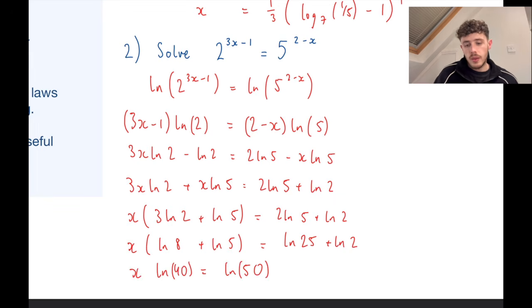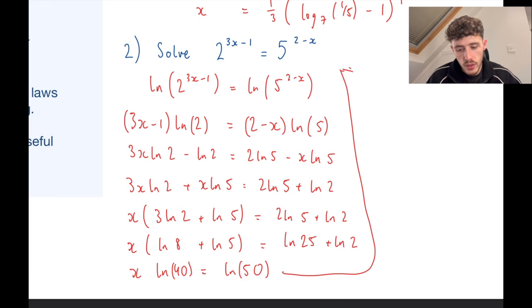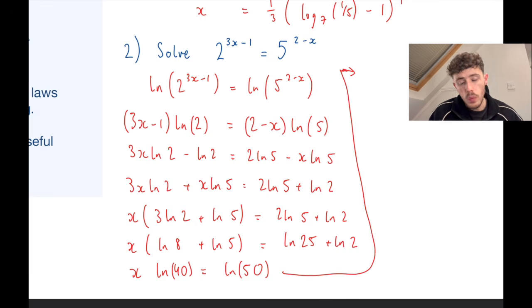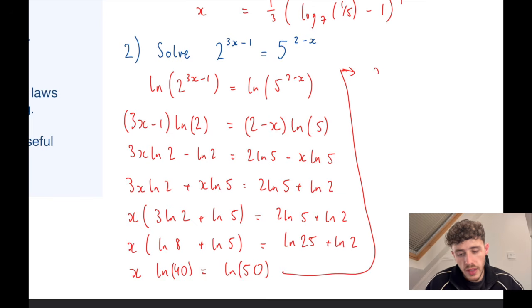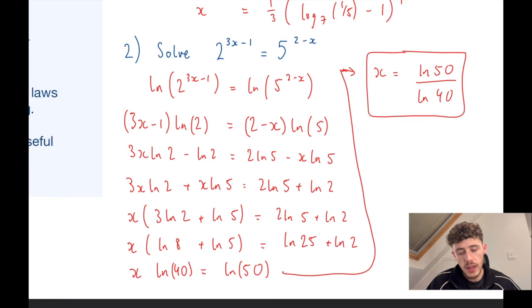So that would simply be x ln 40, because we've done ln of 8 times 5, and then equals ln of 50 because 25 times 2. So if we take that up to the side up here, all we have to do then is divide them by each other to get x on its own. So that is going to be ln 50 over ln 40. And that is our final answer. We can leave that as it is, and that is in exact form.